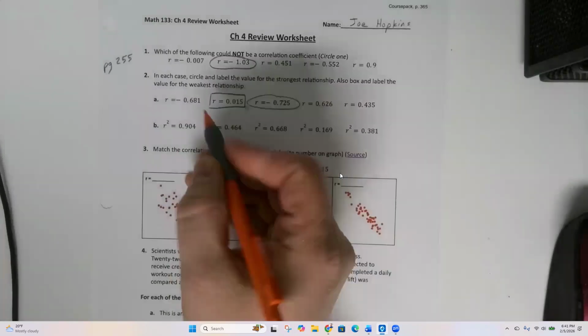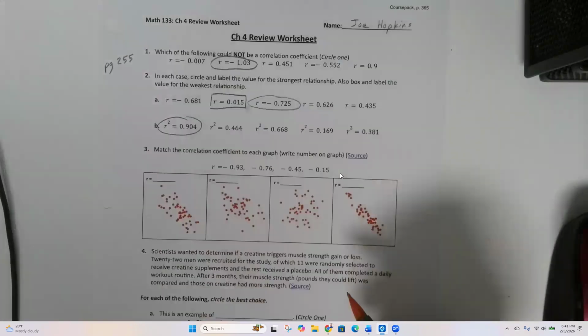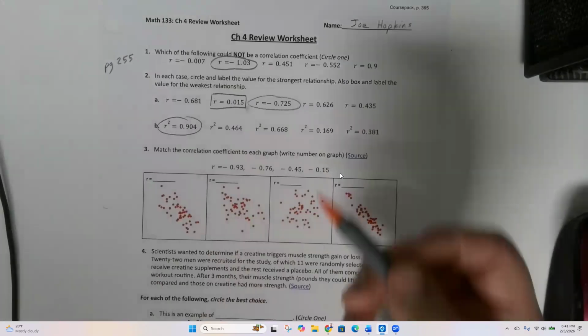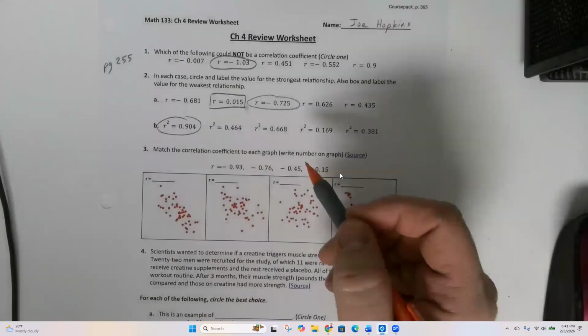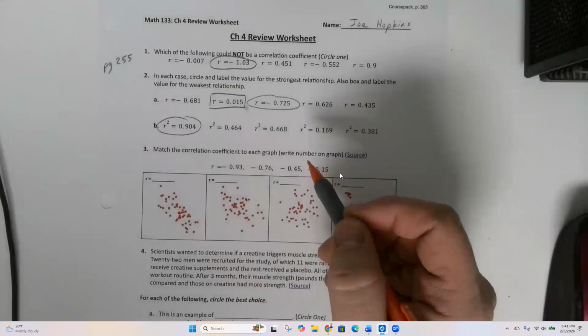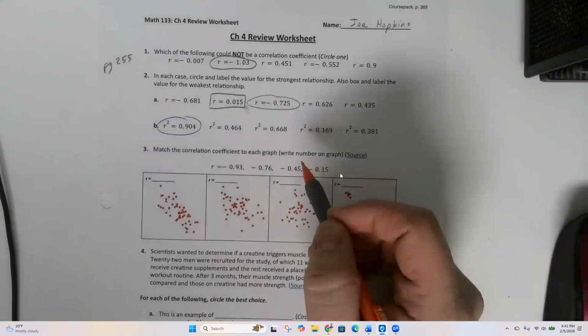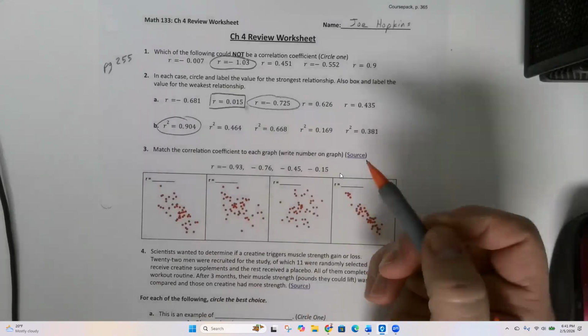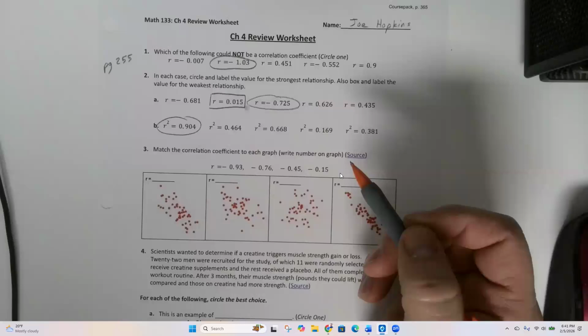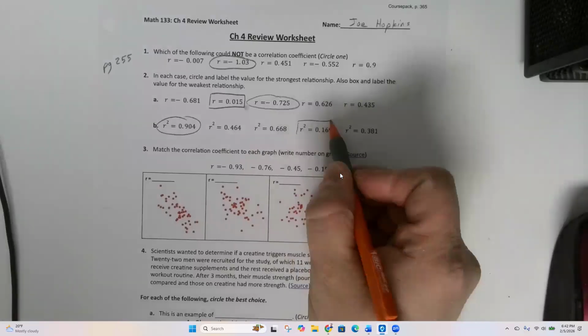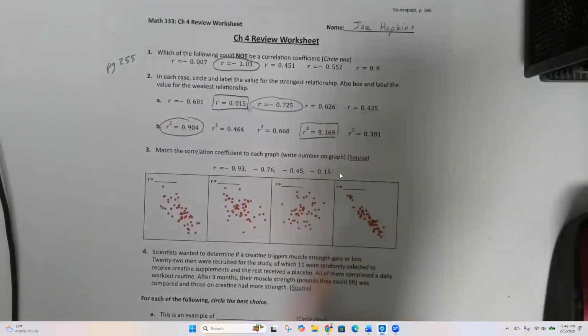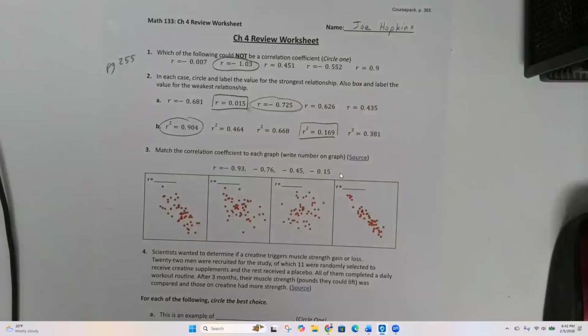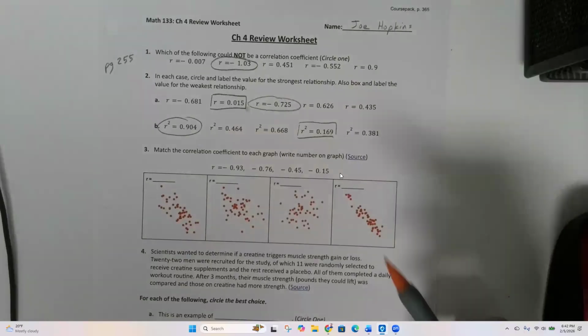Yep, you got it, Gabby. This one is the biggest. And we'll put a box around the smallest one. Which one's the smallest? Yeah, you got it. There we go. A box around that one.